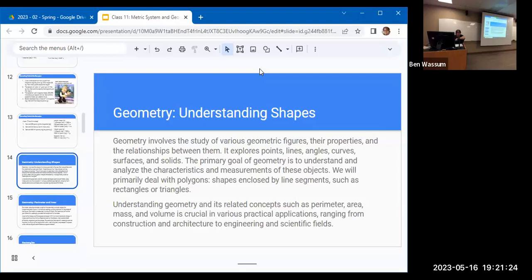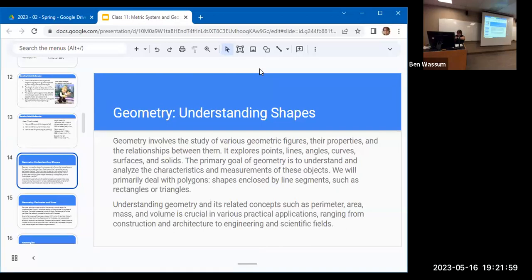Welcome to geometry. So geometry involves the study of various geometric figures, their properties, the relationship between them. Explores points, lines, angles, curves, surfaces, and solids. Now, in terms of geometry for this class, we're only going to be playing around with the general shapes. I don't think I'm going to have enough time to play around with lines or angles.